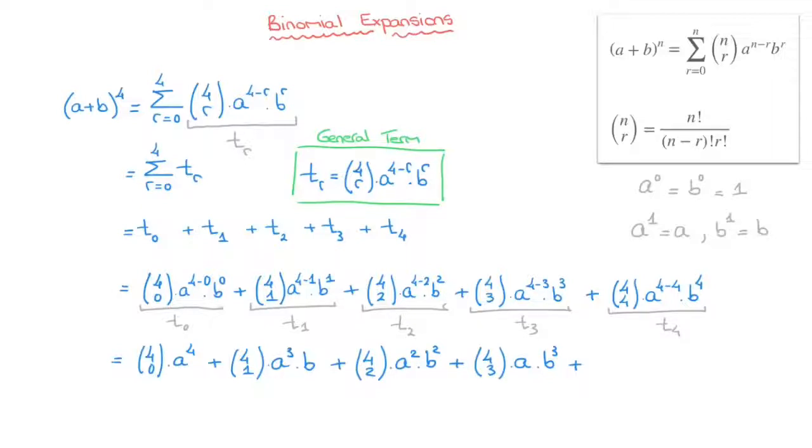Finally, we add the fifth and final term, whose binomial coefficient is 4, 4. That's 4, 4. And that multiplies a raised to the power of 4 minus 4. So that's a to the power of 0, which we can just ignore. And that multiplies b raised to the power of 4. So we write that. That's b raised to the power of 4. And that's as far as we can go without calculating each of the binomial coefficients inside this expansion. And that's what we have to do next.